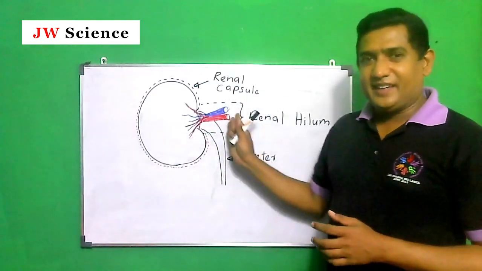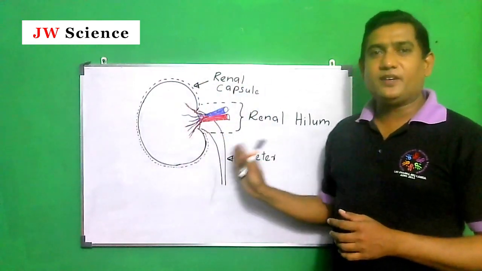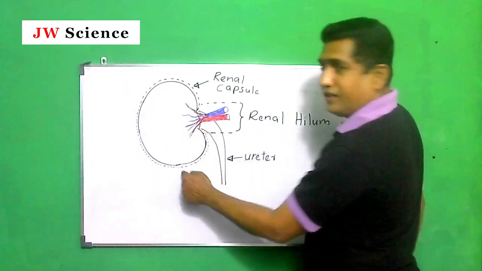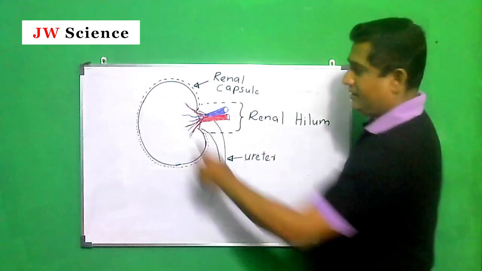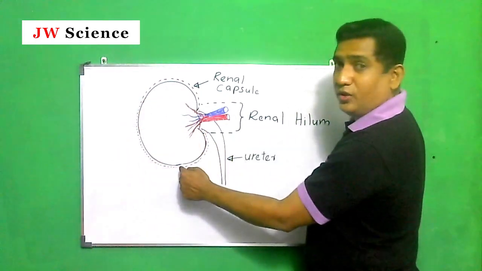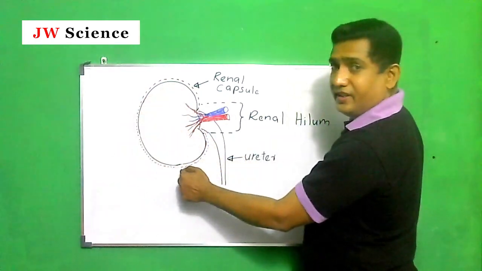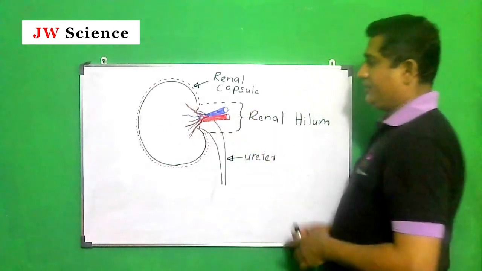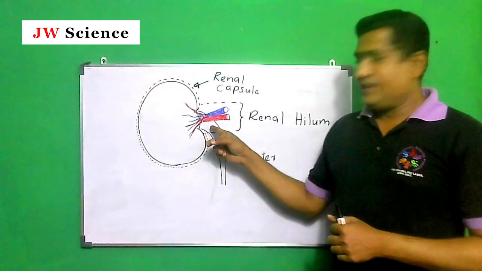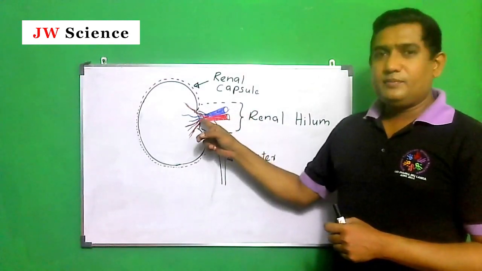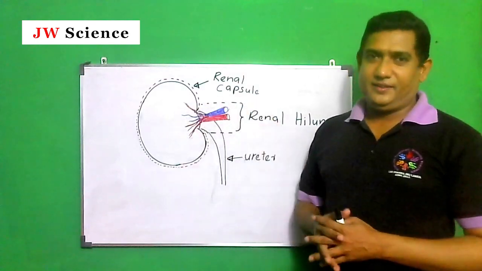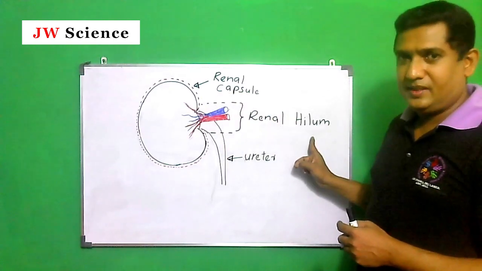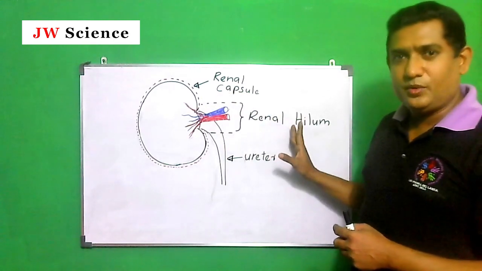In this diagram, you can see the outer appearance of the human kidney. As you see here, there are two surfaces of your kidney. This outer surface is called the convex surface and this is the concave surface. In this concave surface, the ureter and blood vessels enter into the kidney. So this area is called the renal hilum. Renal is another name for your kidney.